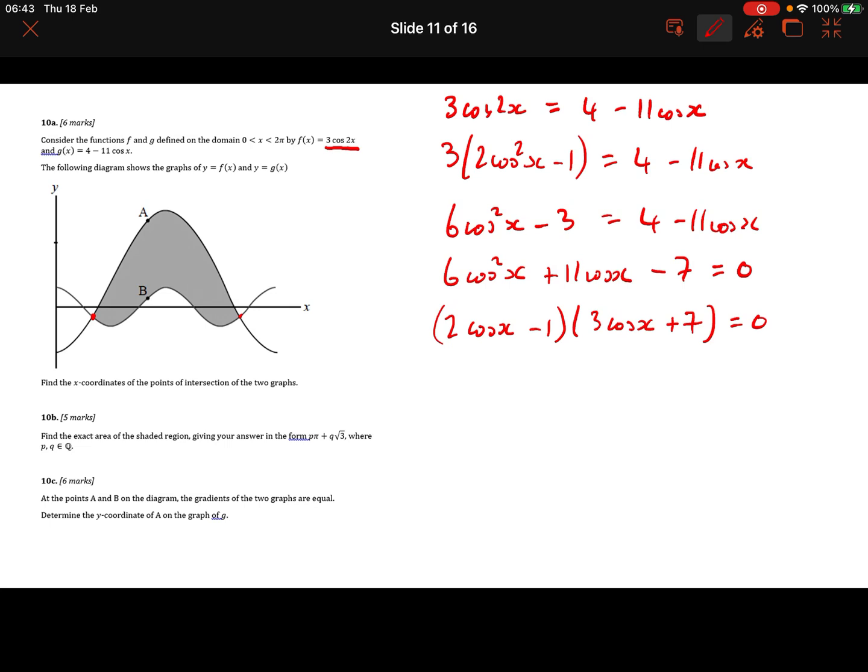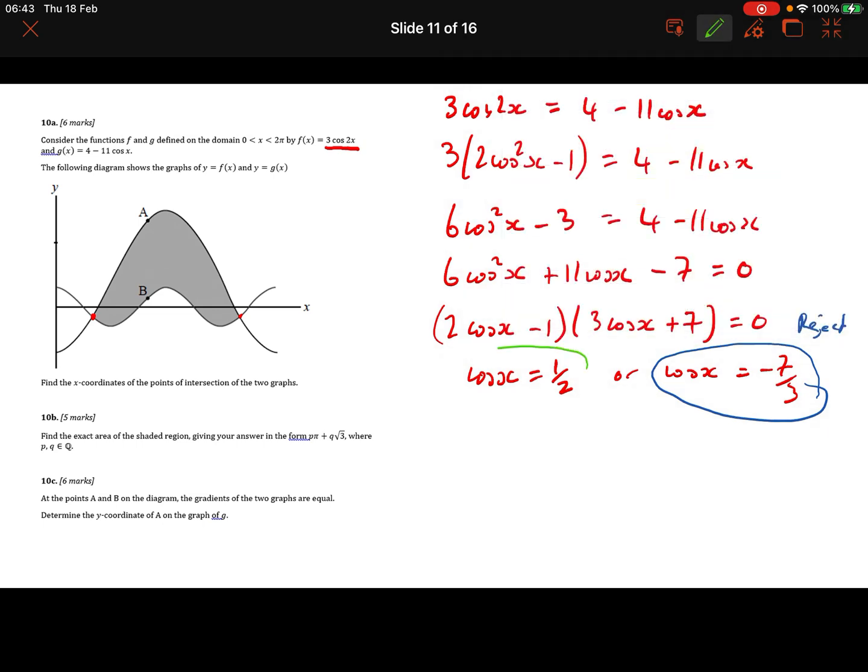So we can deduce from this that cos x must be equal to 1/2, or cos x must be equal to minus 7 over 3, which is really useful because we can reject this. We can reject it because cos x cannot be more than 1 or less than minus 1. The range is between 1 and minus 1. So we can reject that one. So it leaves me with the only valid equation to solve now, cos x equals 1/2. We need to find cos x equals 1/2 for this domain.